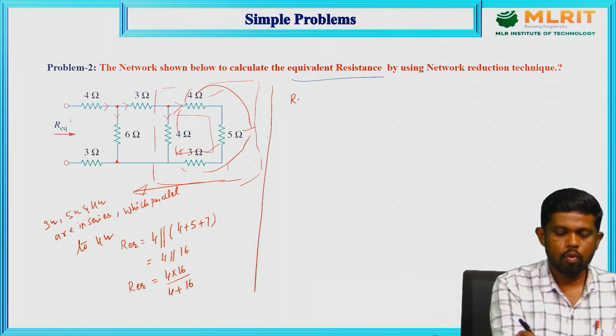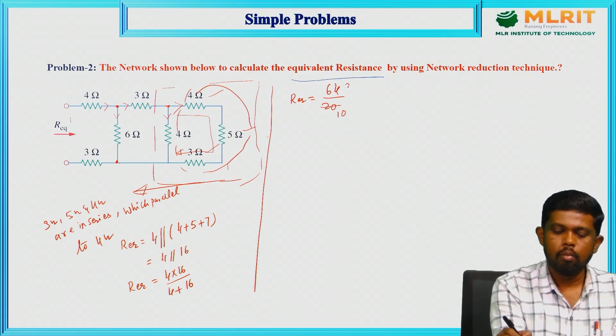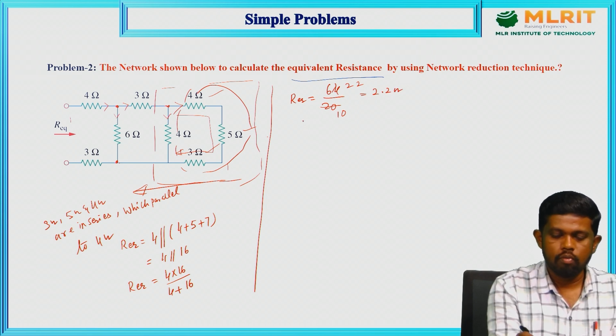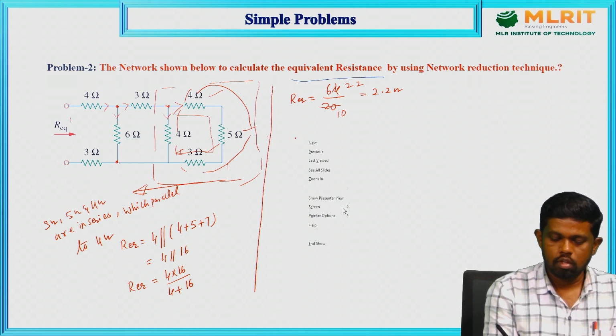So this is the equivalent of only this combination. The R equivalent is 64 upon 20. So here 2 tens are 20 and two twos are... so here we got 3.2 ohms. Then we need to redraw the network with the reduced branches.